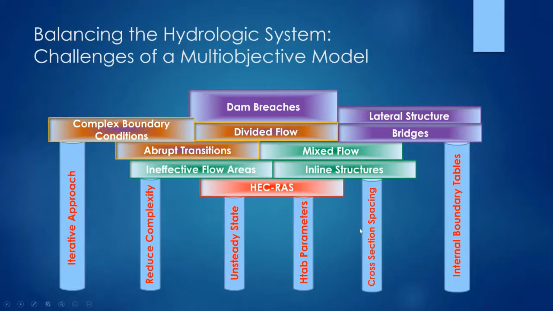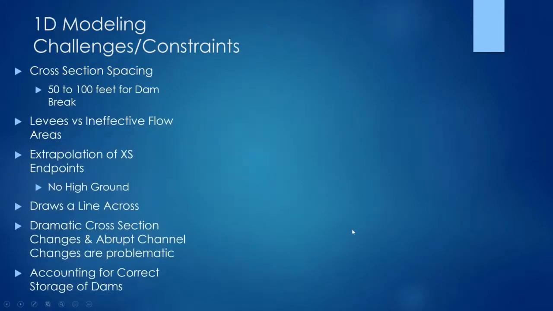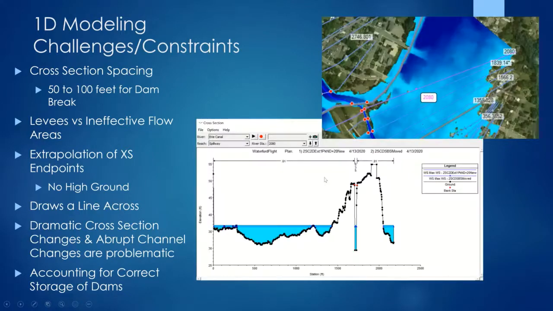And then cross-section spacing for inline structures. Downstream of an inline structure for 1D, don't put it too close, it doesn't work so well. So 50 to 100 feet for a dam break. Sometimes it likes levees, sometimes it likes ineffective flow areas, sometimes it doesn't like either one.